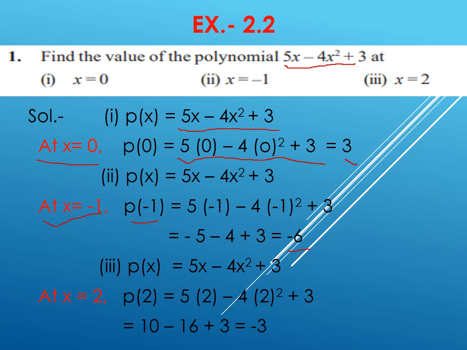Now in the third part, x is given as 2. So we will put the value of x in the polynomial. We will get p(2) is equal to 5 times 2 minus 4 times 2 squared plus 3. And when we solve, we get minus 3. That means the value of the given polynomial p(x) at x is equal to 2 is minus 3.